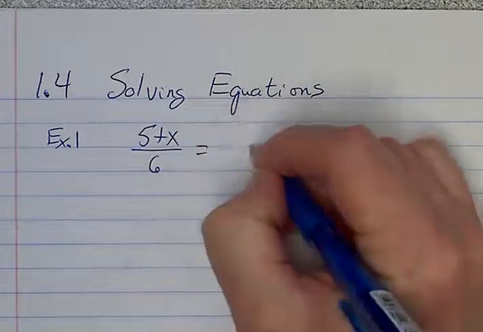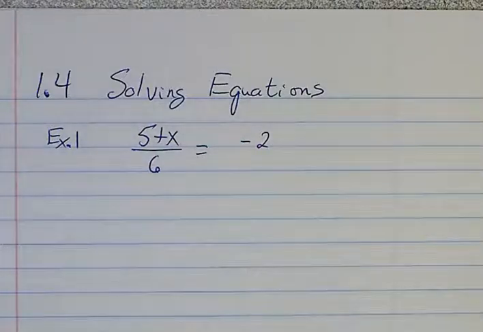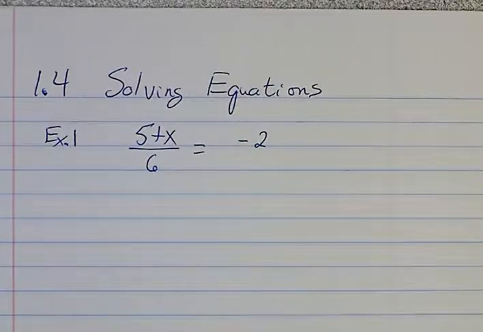First equation we're going to do. We'll do 5 plus x over 6 equals negative 2. And for this one, similar to one we did yesterday with the fractions part of it, we'll show you how we can do something a little different from what we did yesterday.